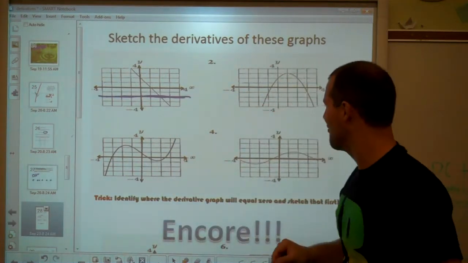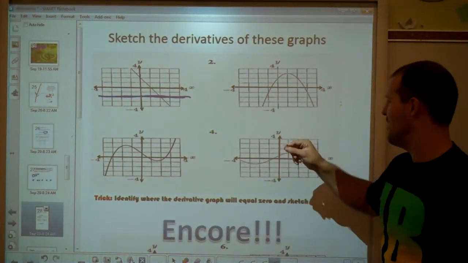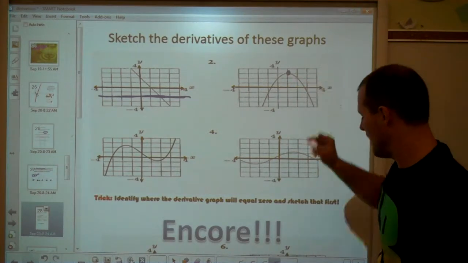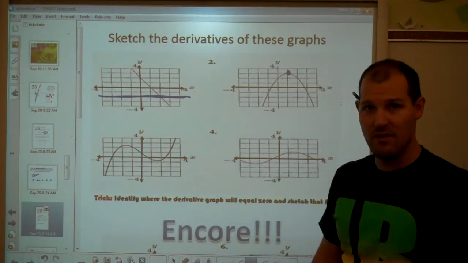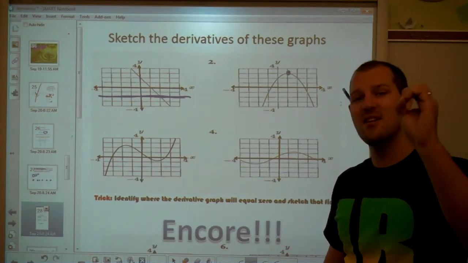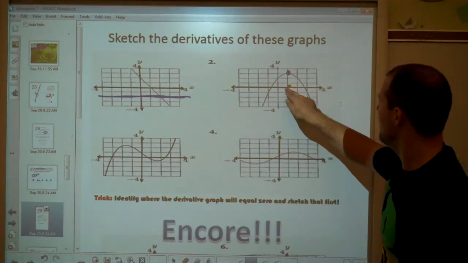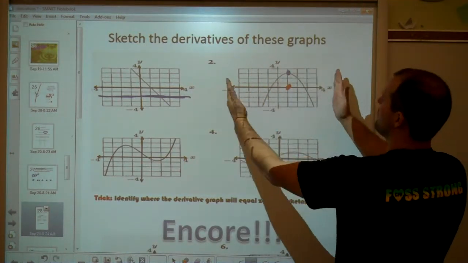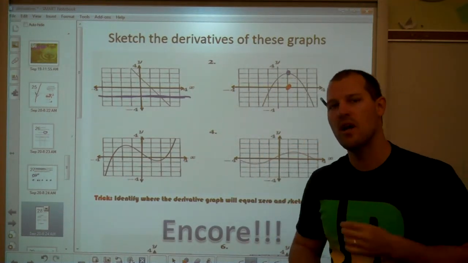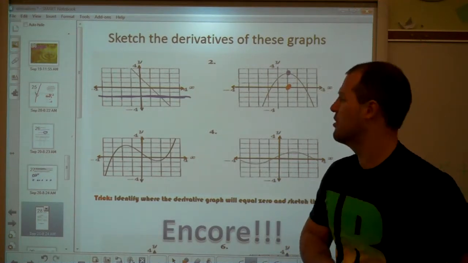Okay, first thing, identify the critical points. Critical points on this one, it's right here up at the top. And so when I see a critical point, what I'm then going to do is, for my derivative function, remember that's a 0. So immediately I'm going to go down here, I'm going to put a 0 right there. That's now broken my graph up into 2 sections. And I'm going to look at them one at a time. We're cutting this into little bite-sized chunks here.